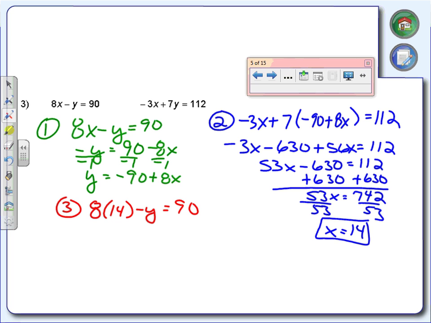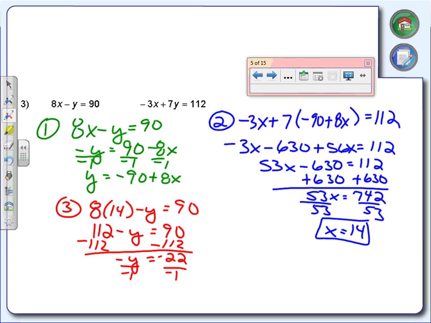So what do you get when you multiply 8 times 14? 112. Then what did you do? Subtract 112, and what do you get when you subtract the 112 from the 90? Negative 22. And finally, you do what? Divide by negative 1, which gives us the final answer of positive 22.